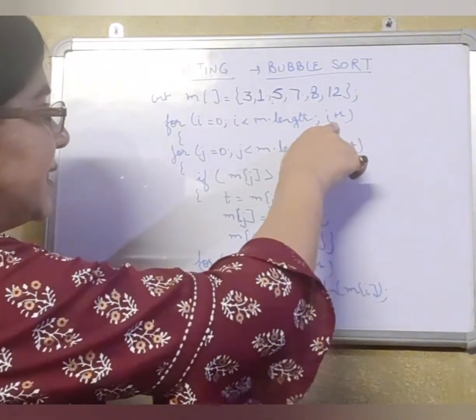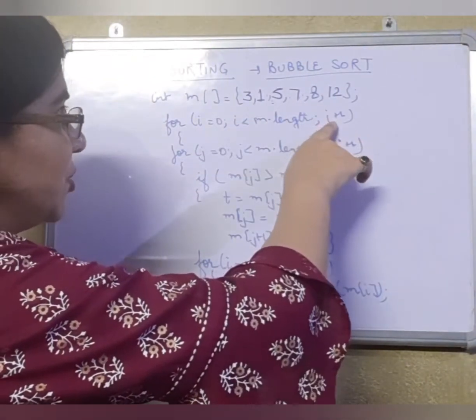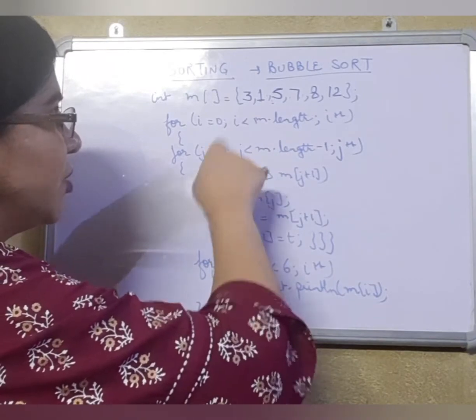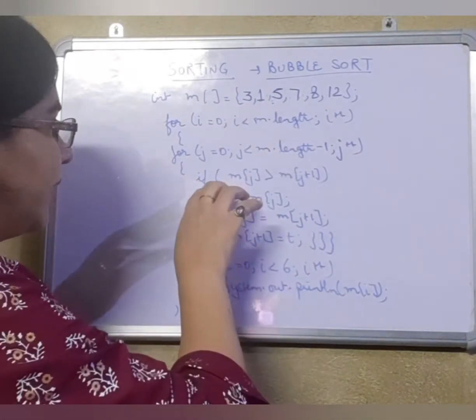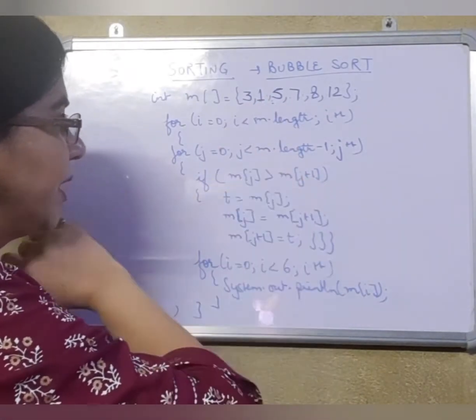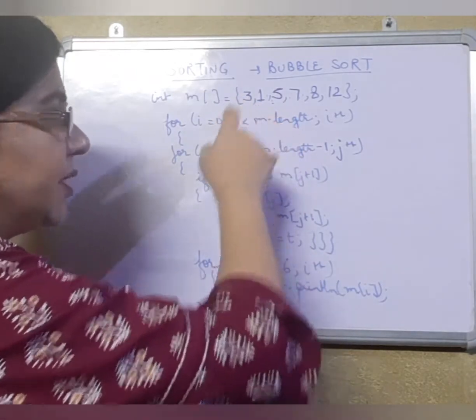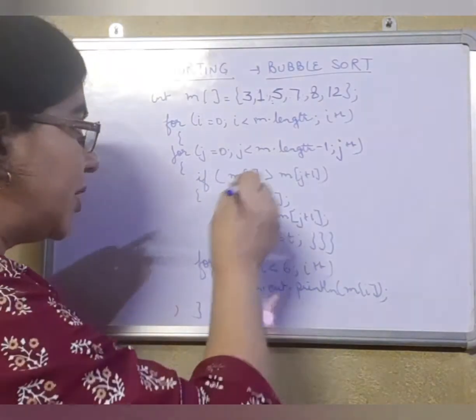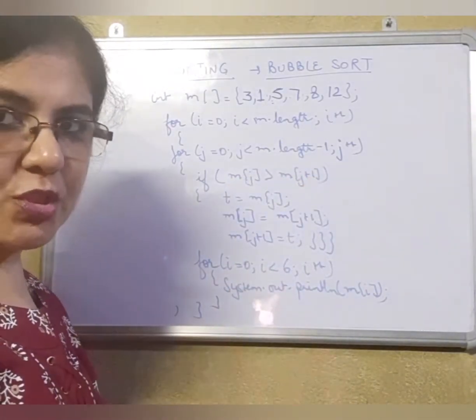Now i increases. It becomes how much? 3. 3 is less than the length. j will restart with 0 with the new set. And here we are checking if mj is greater than mj plus 1. Is 3 greater than 1? Yes, because position 0, which is 3, is greater than the first position, 1.